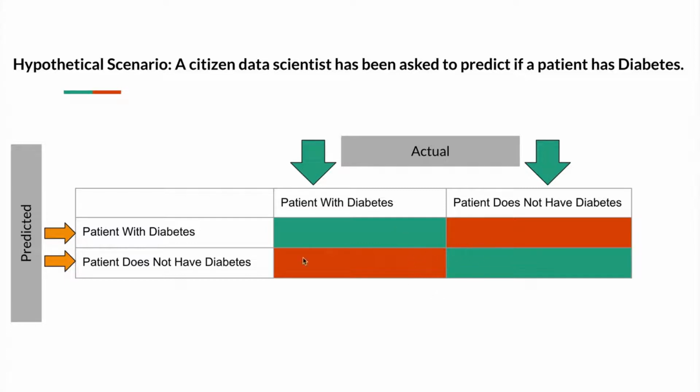Compared to red, where if you see that the patient does not actually have diabetes, but the machine learning algorithm predicted that the patient has diabetes. Okay. So how do we use this? How do we use this confusion matrix in a real life, real world scenario?